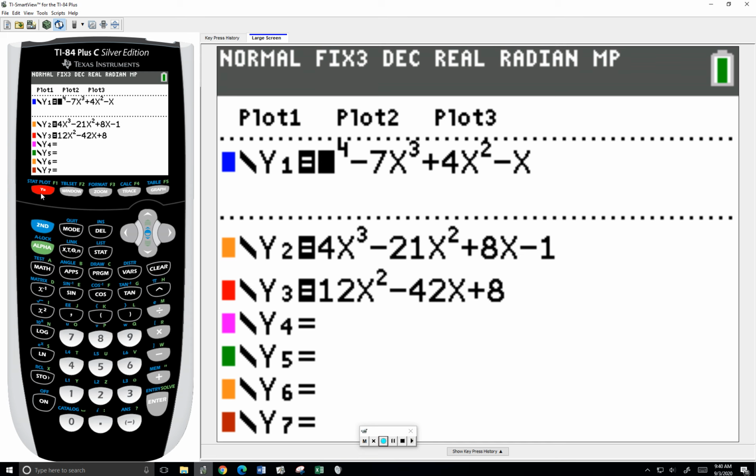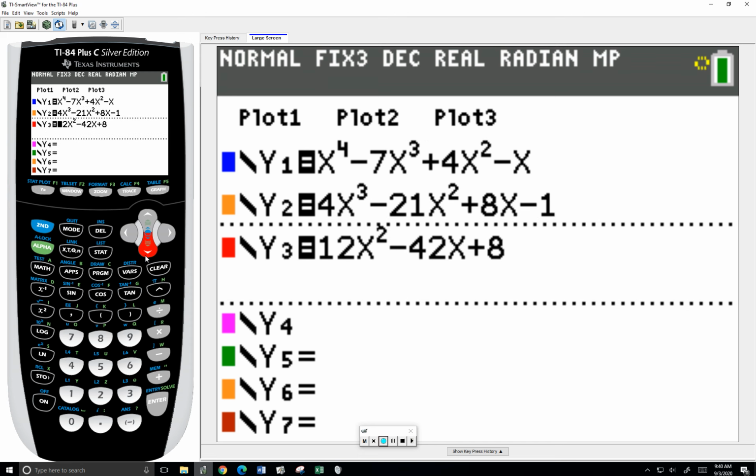I don't want to see acceleration for now, so I just come down. I don't want to delete it because I want to use it later. Highlight the equal sign and press enter. That turns off the acceleration. Question? Can you show it again?